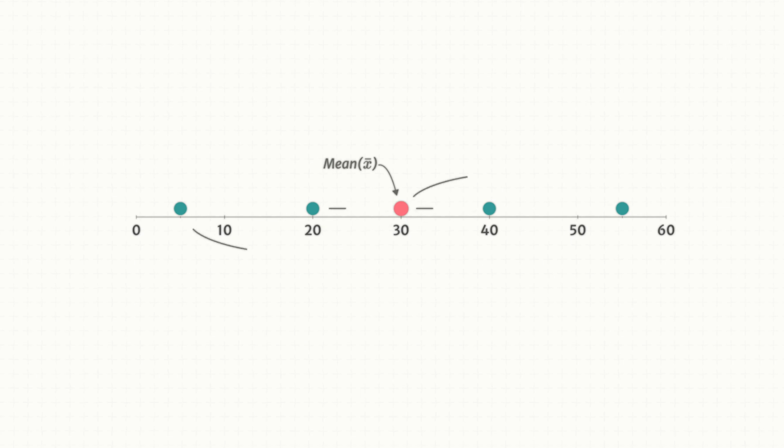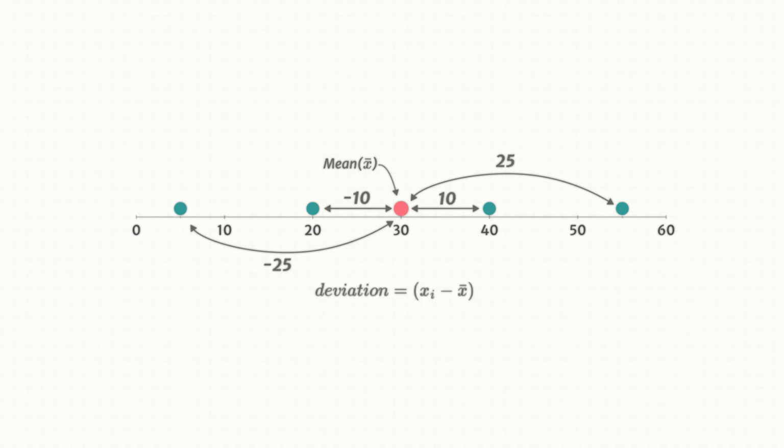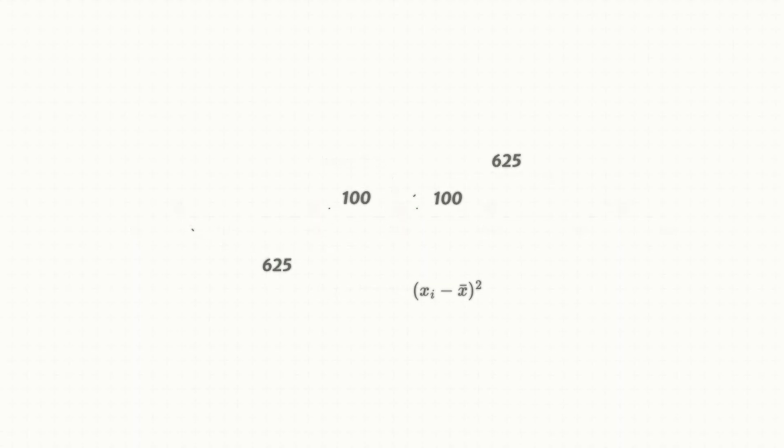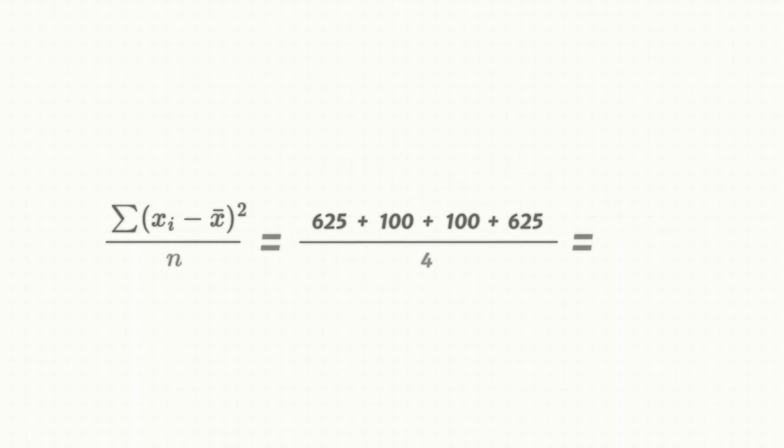The distance between an observation and the midpoint is simply called the deviation. Since distance can't be negative, we have to find a way to transform the negative deviations. And in the case of variance, we take the square of all deviations. By adding up these squared deviations and dividing by the number of observations, we get the variance.